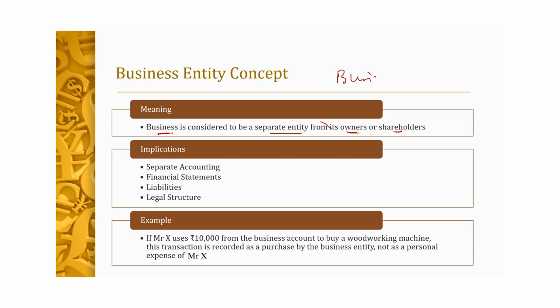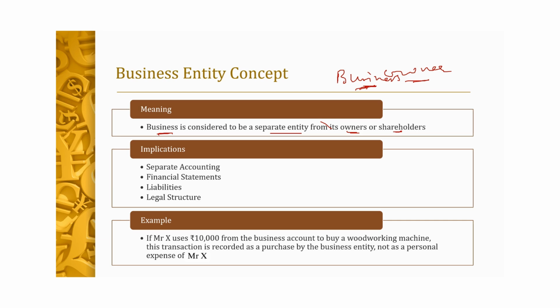मतलब बिजनेस एंड ओनर हम इन दोनों को सेम ट्रीट नहीं कर सकते. बोथ हैव द सेपरेट एंटिटी. सो एनी ट्रांजेक्शन डन बाय द ओनर will be treated separately, and any transaction which is done by the owner on the behalf of the business, that will be treated separately.